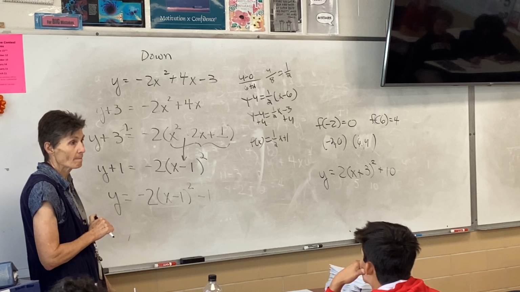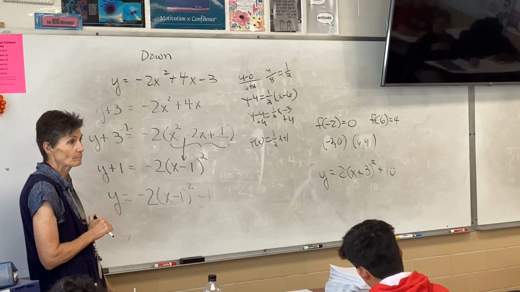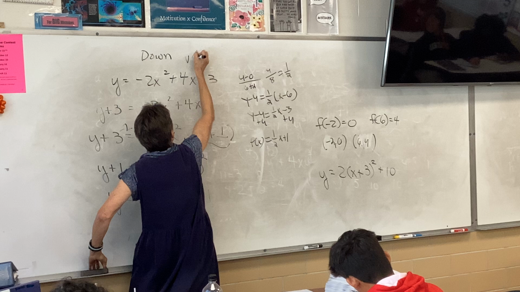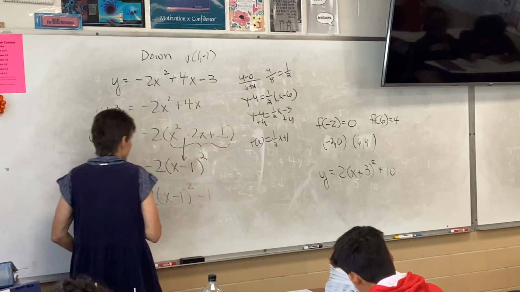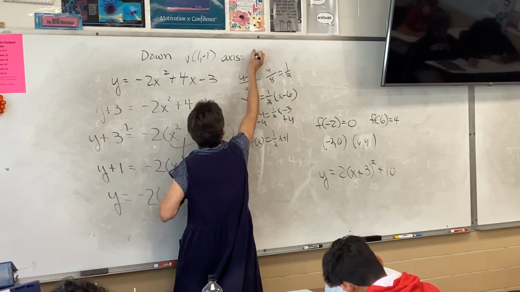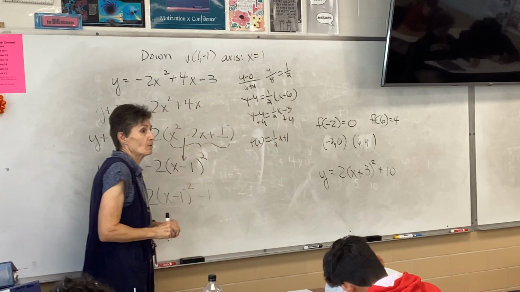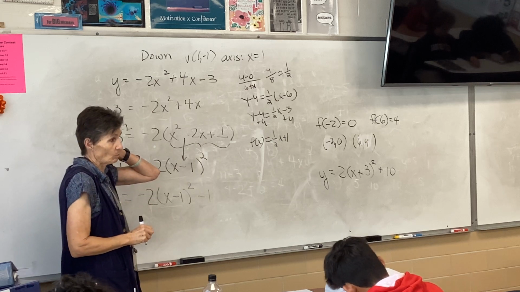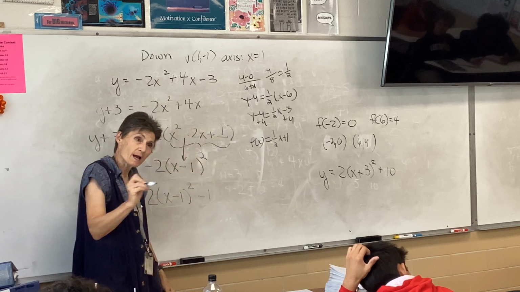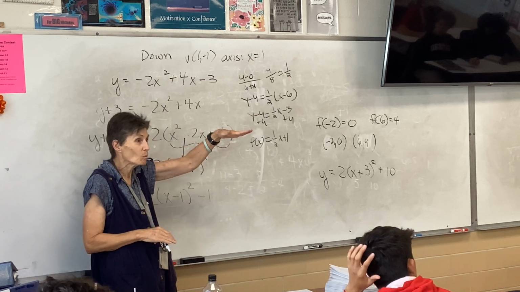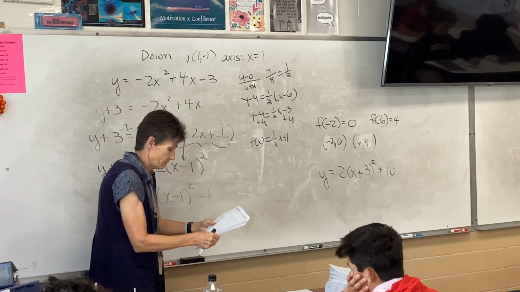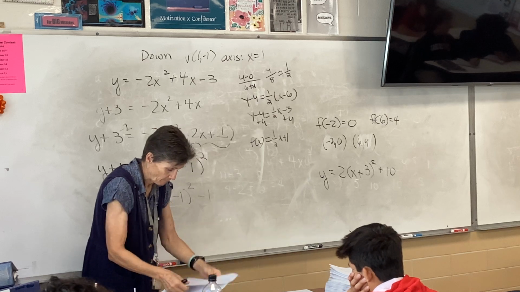Okay? Where's the vertex? 1, negative 1. What's the axis of symmetry? x equals 1. Don't just put a number. You have to put an equation. x equals. Because eventually we'll get parabolas that open sideways and their axis will be y equals. All right. Let's try the next one.